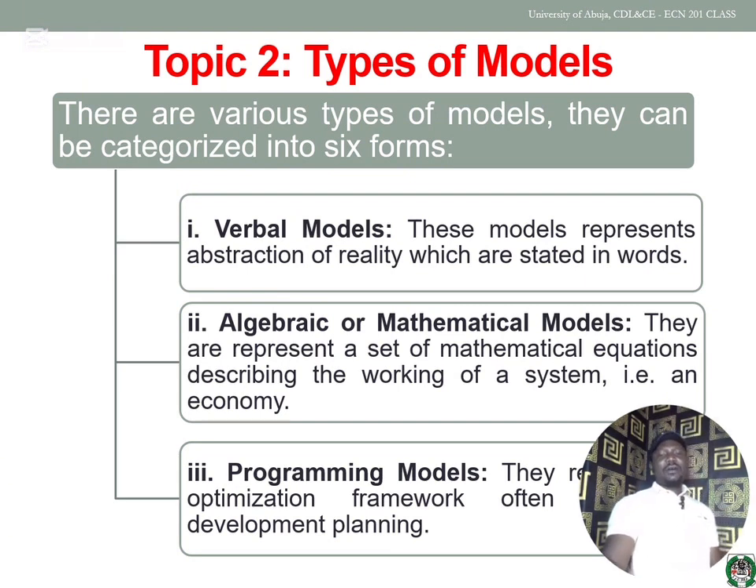Now, the second one is the algebraic or mathematical models, which is the most common and the most used and applied ones everywhere in mathematics and, in economics. They represent a set of mathematical equations describing the working of a system, particularly the economy. There are different kinds of models in economics that are very useful.